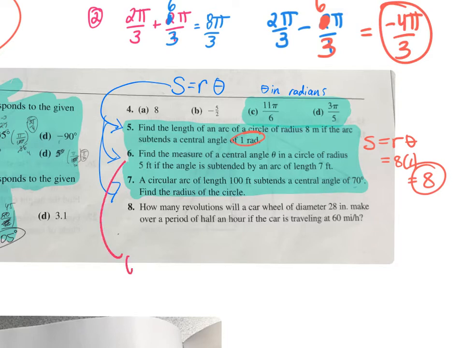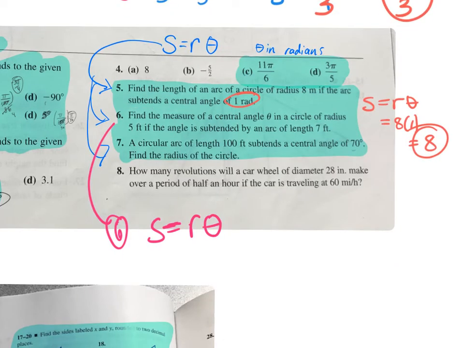All right, here they're asking me in this next one to find the measure of what? The central angle. So here's number 6. S equals R times theta. What do I put where? 5 is the radius because it says the radius is 5. I don't know what theta is. And what do they tell me the arc length is? 7. So how do I get theta all by itself? Divide both sides by 5. So theta equals 7 over 5.